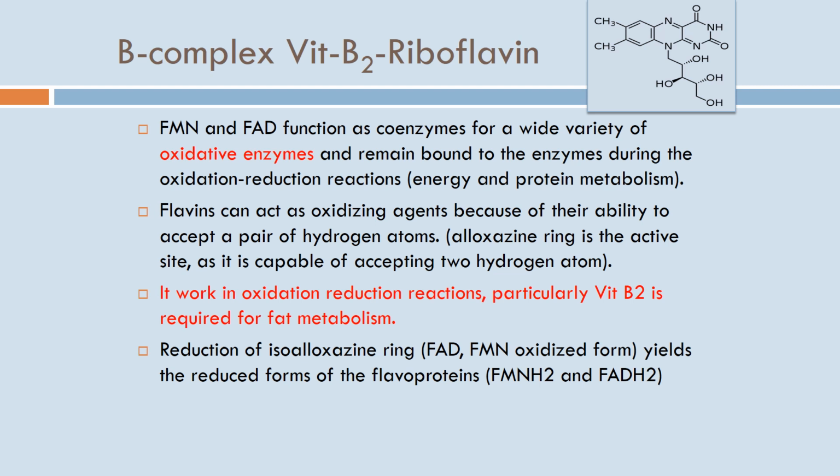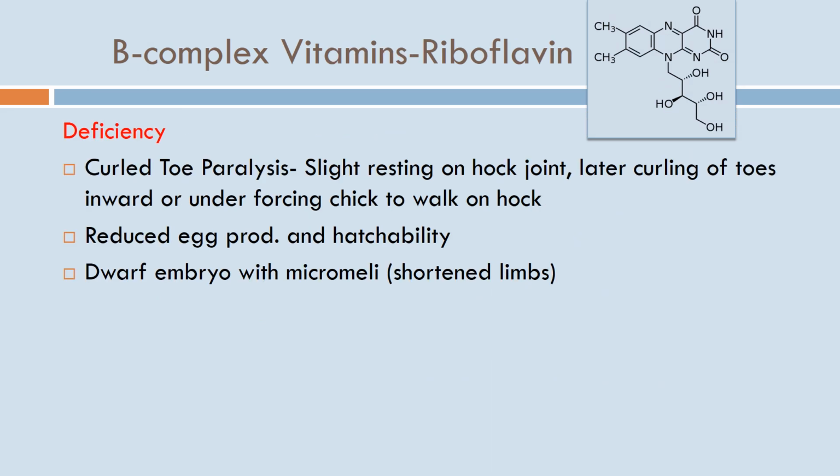The isoalloxazine ring is the active site and it is capable of accepting two hydrogen atoms. It works in oxidation reduction reactions, and particularly vitamin B2 is required during fat metabolism. The reduction of the isoalloxazine ring of the oxidized forms FAD and FMN yields the reduced forms of flavoprotein, FMNH2 and FADH2. The deficiency of vitamin B2 results in curled toe paralysis.